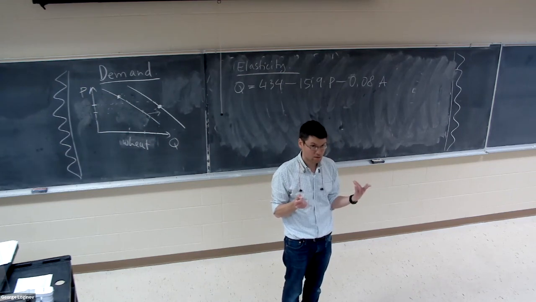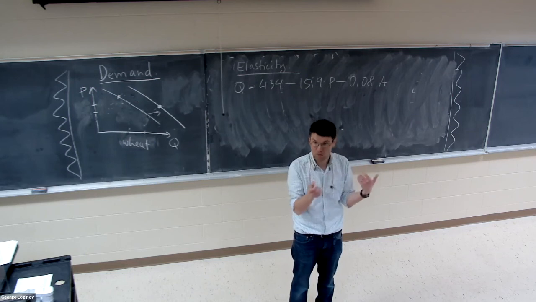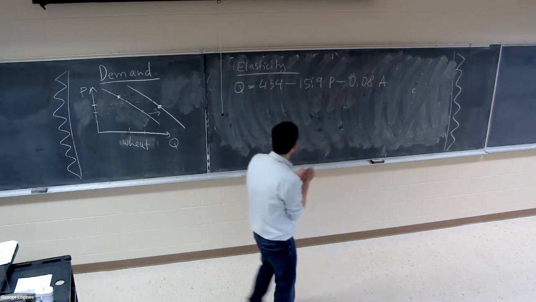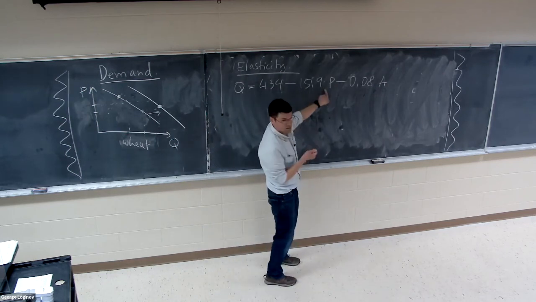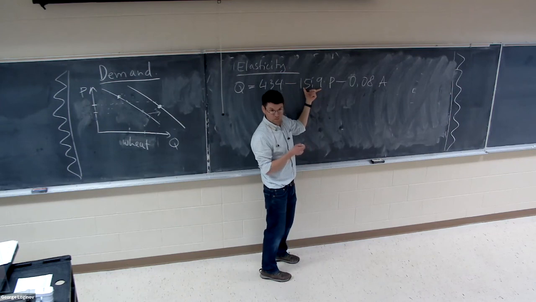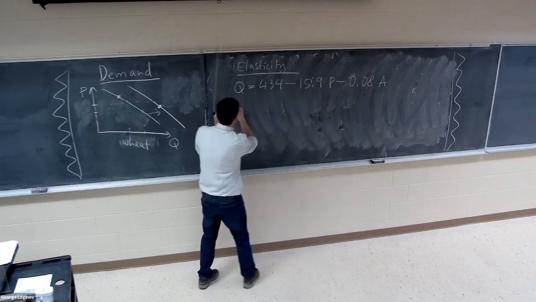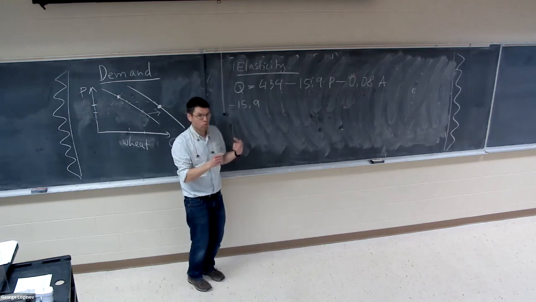And so basically, elasticity is just going away from these slopes. What is the unit of measure here? It means that for every $1 increase in price, your sales will drop by 16 units. So that's units per dollar.